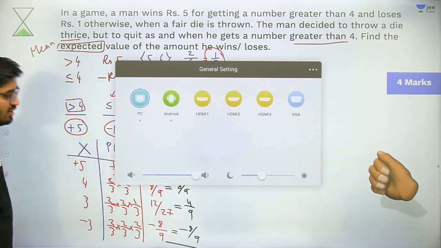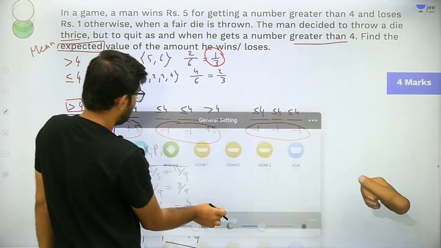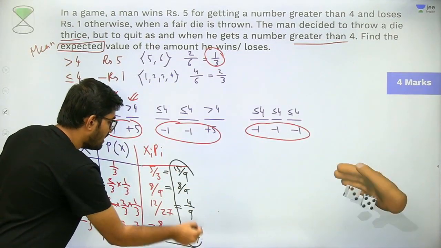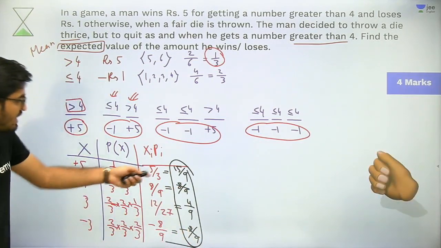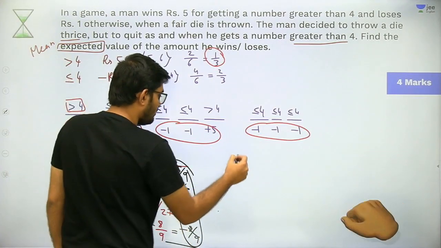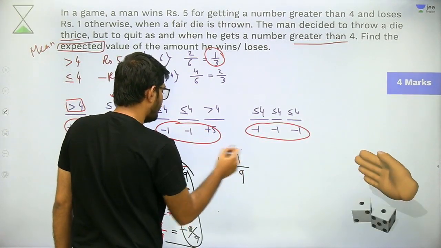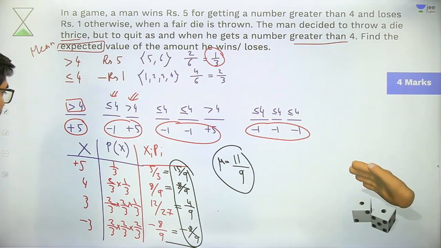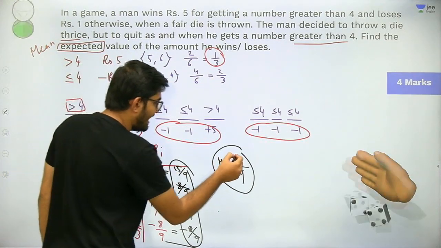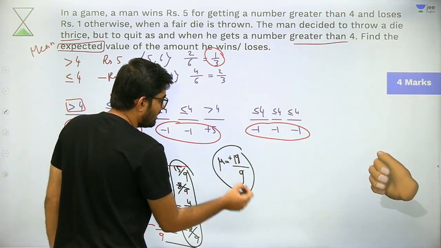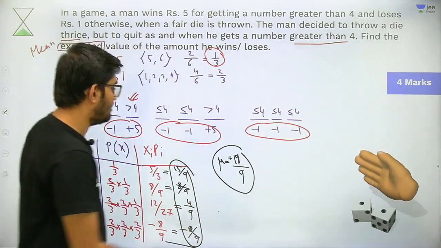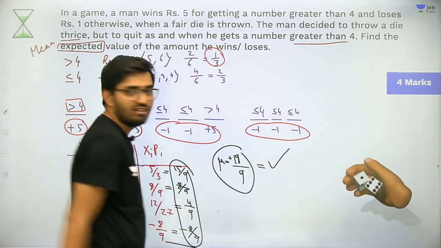Now add everything, that will be the mean. So you need to add all this. If we add all this, this and this will get cancelled. So 15 minus 4, that is 11. Okay, so 11 by 9, something like this. This will be the expected value. Sorry, this will be plus: 15 plus 4, so 19 by 9. Okay, not 11 by 9. You need to add them. So 19 by 9 is your expected value. This is the amount that he is expected to win.